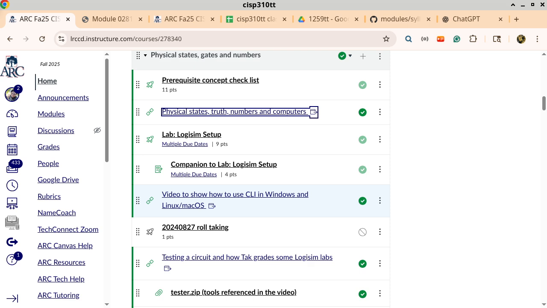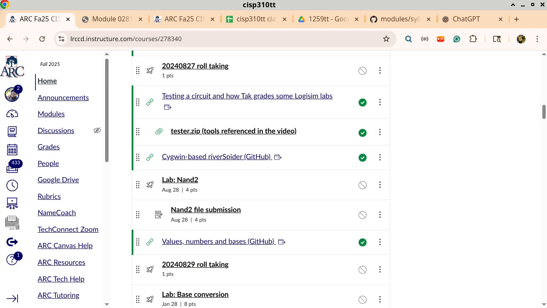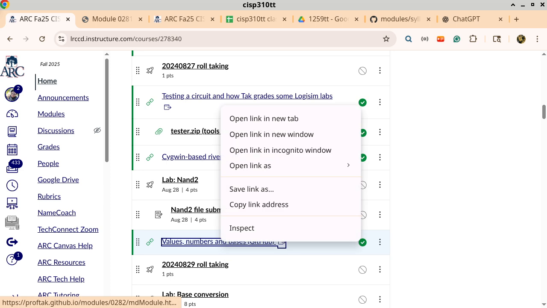It is not only going to be useful for this class at ARC, it is also going to be helpful in, I think, CISP 400, where Ryan uses command line tools, and many UCs and CSUs also utilize CLI tools in their classes. So this is just going to be useful in general. All right, so we are now moving on to values, numbers, and bases. That's the next reading module.